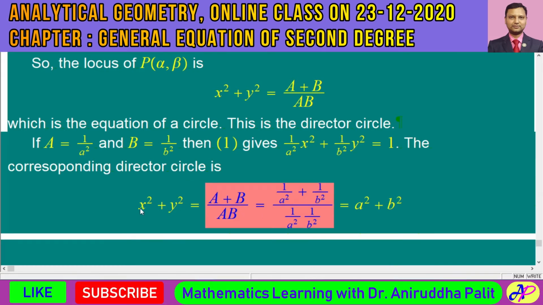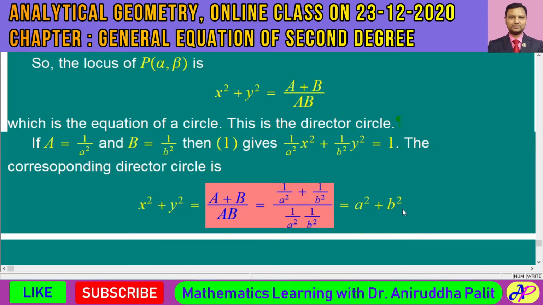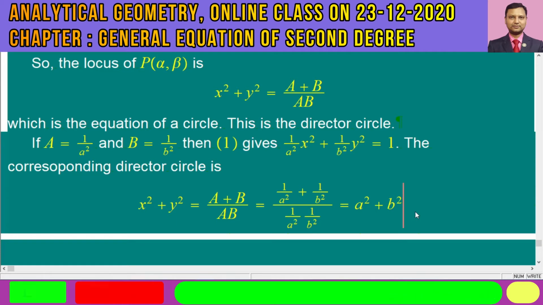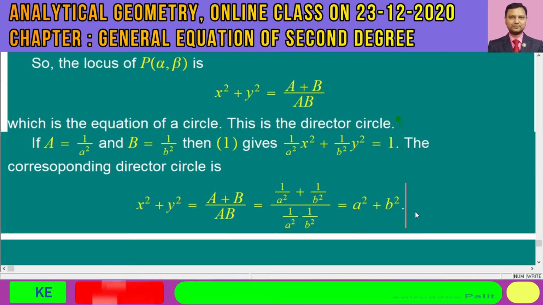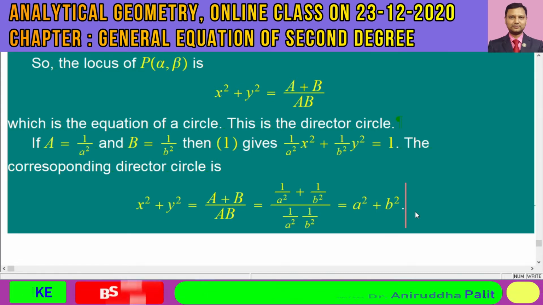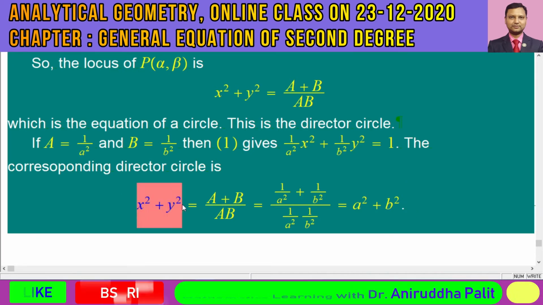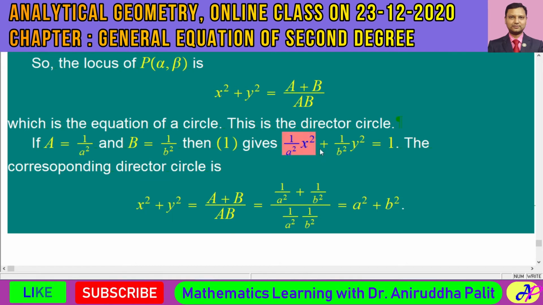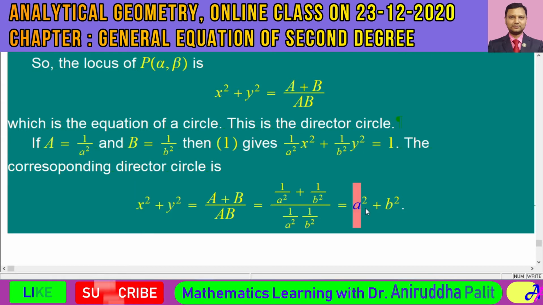The equation of the director circle would be x square plus y square is equal to a square plus b square. You need to remember the formula, because this result is directly used in different problems. When we want to solve different problems, we shall directly apply this formula of director circle. That director circle of this kind of ellipse is x square plus y square is equal to a square plus b square. Got it?